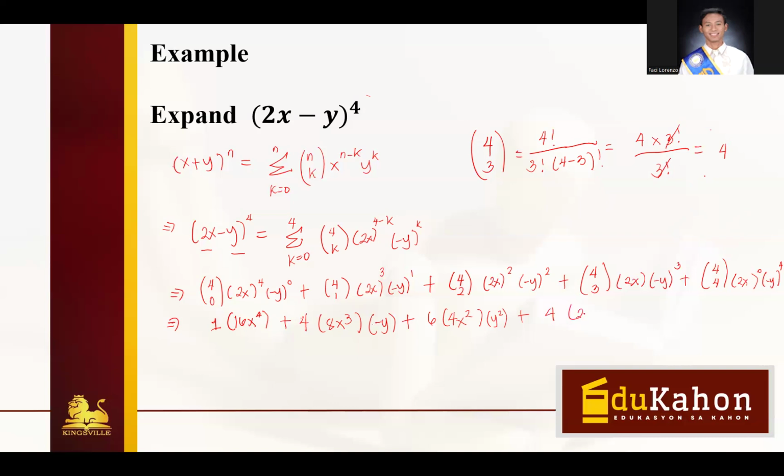And we have here the value of 2x. And we have also here the value of negative y raised to 3. So meaning this is still negative because your exponent is an odd number.